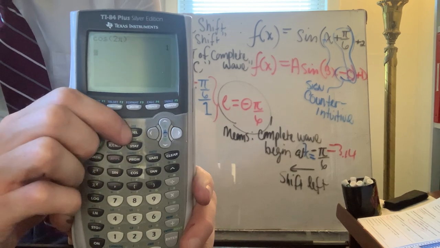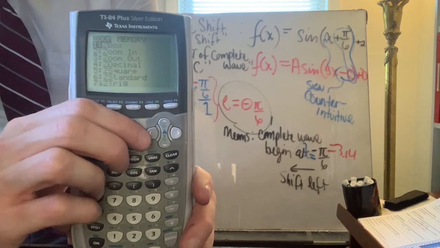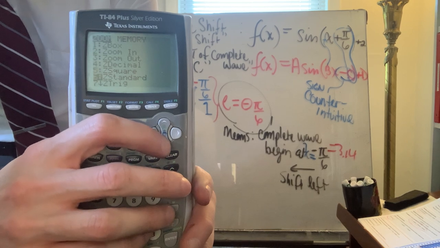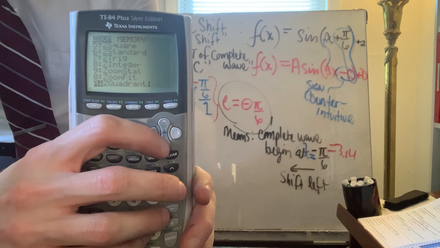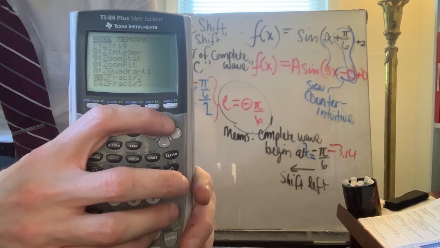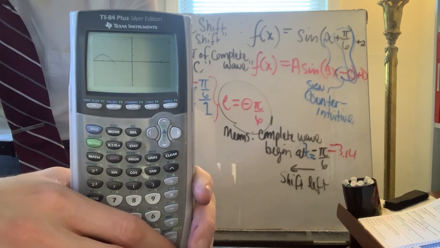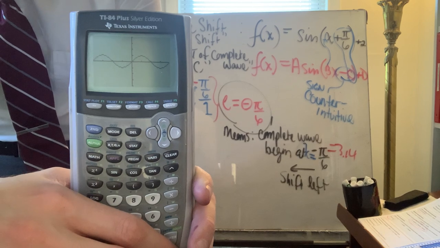What you might do is, in Zoom, tinker with the screen dimensions here. There are different options here. I believe one of them is for trig. Here's the ZTrig. Try that one. That's a little bit nicer. All right, here's your standard thing.